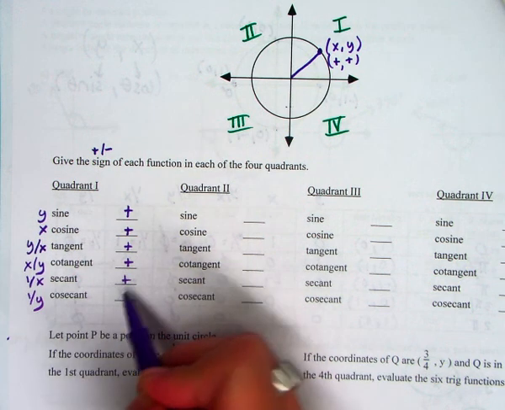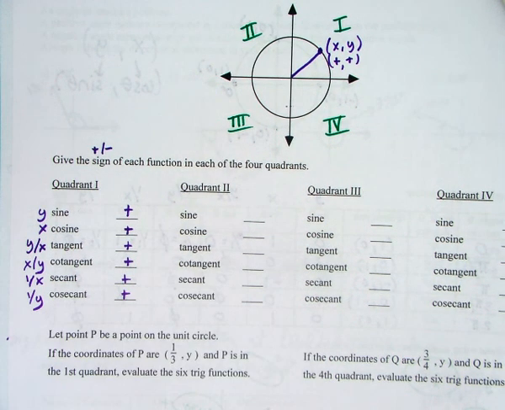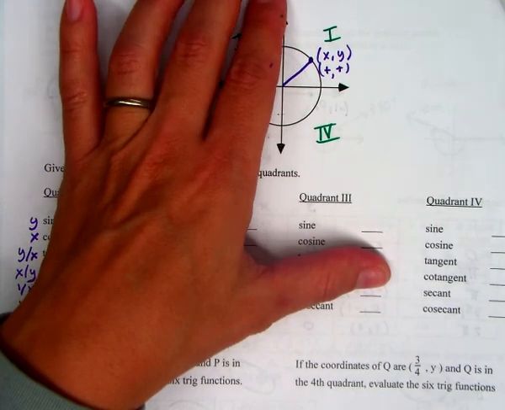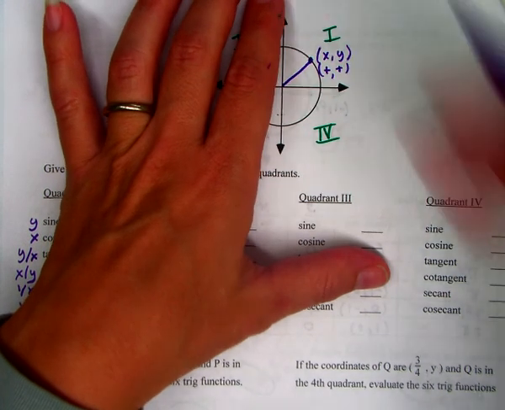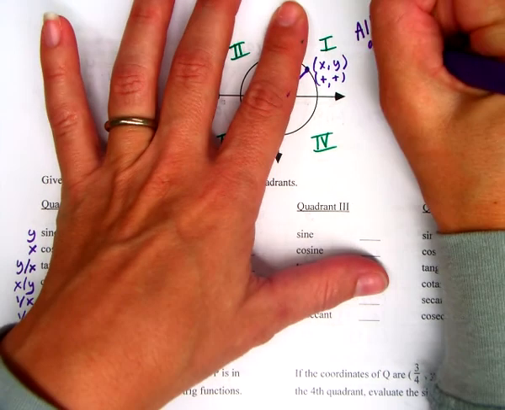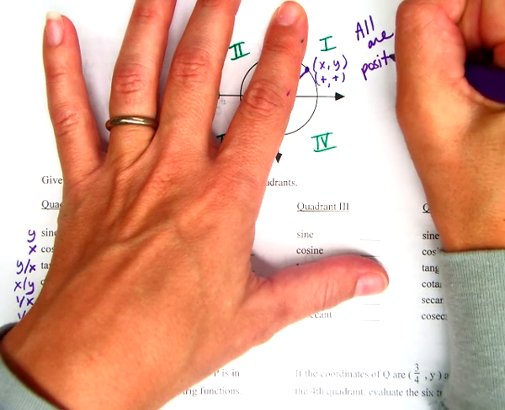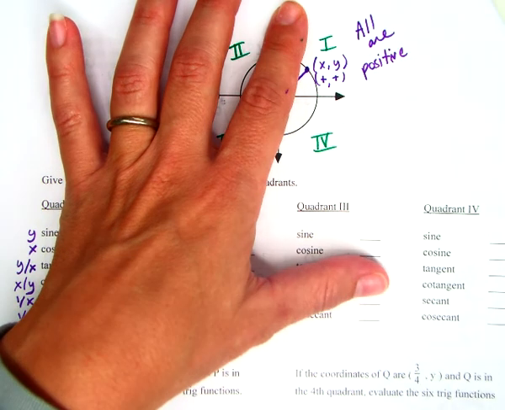All right, so what do we notice about quadrant 1? Everything's positive. All of our trig functions in quadrant 1 are positive. We love quadrant 1 because everything turns out nice and positive. So what I'll say up here for quadrant 1 is we'll say that all are positive.